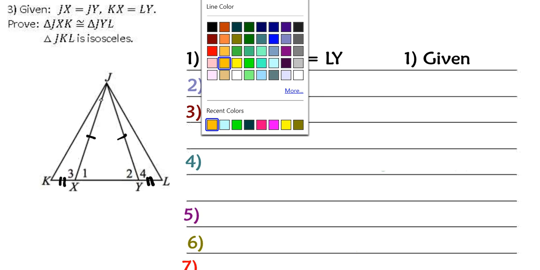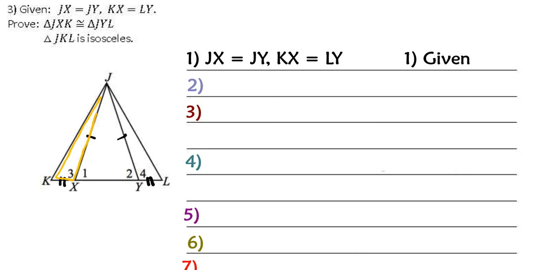So JXK is that little one over here on this side. And then JYL is the one over here on this side. So we have to prove those two triangles are congruent based on what we see and based on the given, right? So what else do we know?